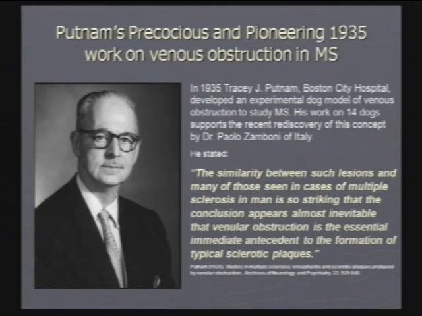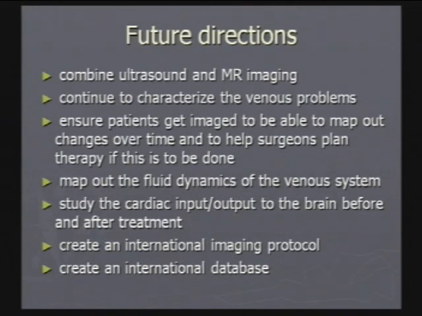So future directions, I think it's going to be very important for us to do ultrasound and MR imaging pre-treatment, to continue to characterize the type of venous problems that are there, to ensure that the patients are able to get imaged again for perhaps a year after surgery and can compare their data from before surgery. From a science point of view, it's going to be very interesting to study the fluid dynamics of the venous system and understand the cardiovascular input-output and how that might be changed because of this chronic cerebrospinal venous insufficiency.